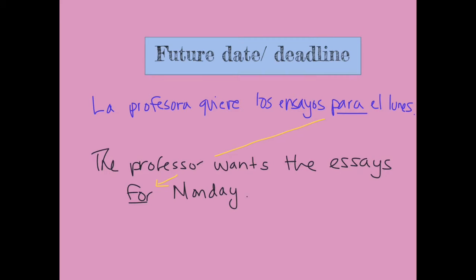Now, para is also used for future dates or deadlines. So like when something's due, that would use para. So la profesora quiere los ensayos para el lunes. The professor wants the essays for Monday. This use of for is expressing a deadline or a future date, so therefore we use para.